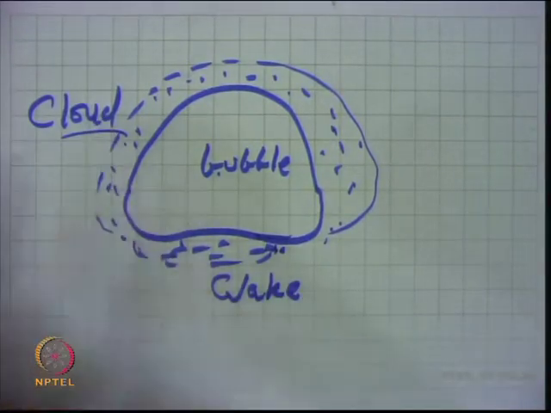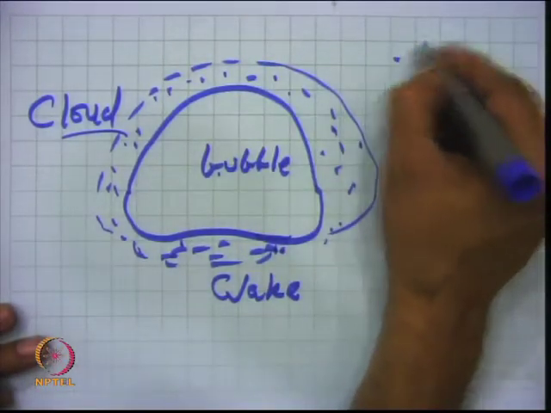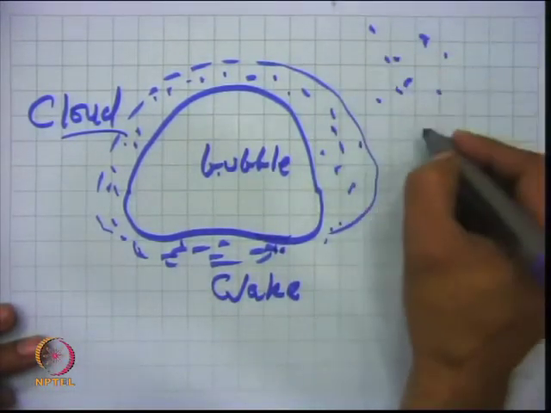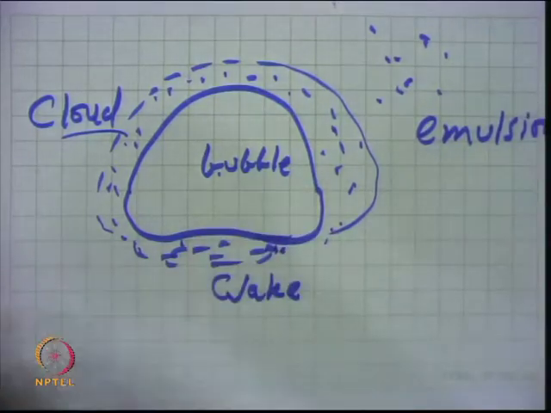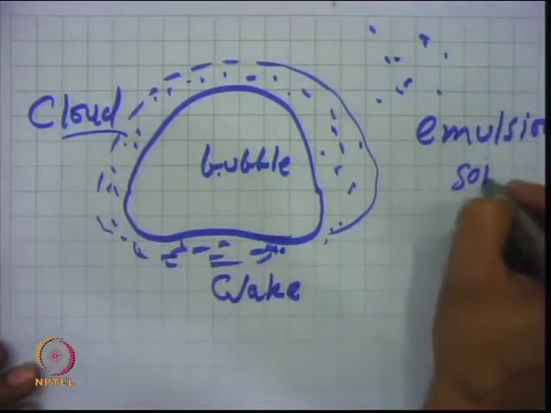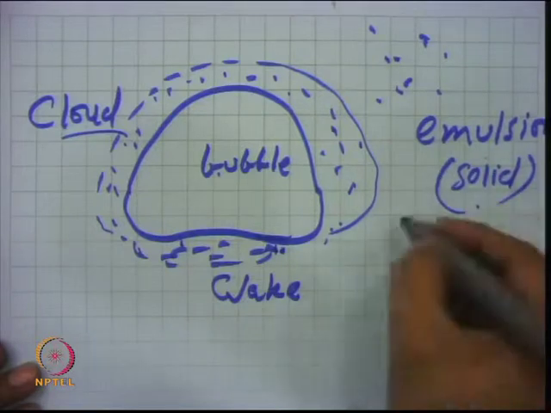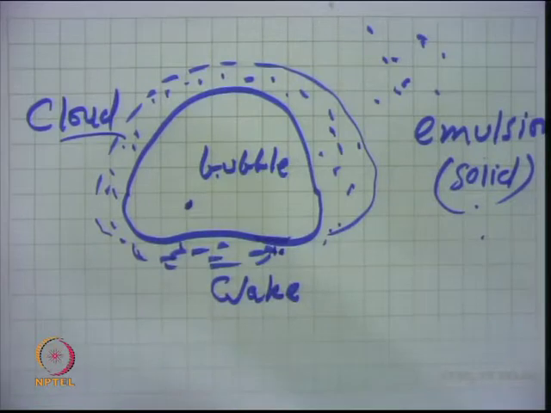So you have a cloud phase, you have a wake phase, and then far away from this you have solid particles, and that is known as the emulsion phase. In the emulsion phase you have more solid, more catalyst material, and less gas. In the bubble phase you have more gas and less solid, and we are talking about mass transfer and chemical reaction depending upon the type of kinetics of the reaction.